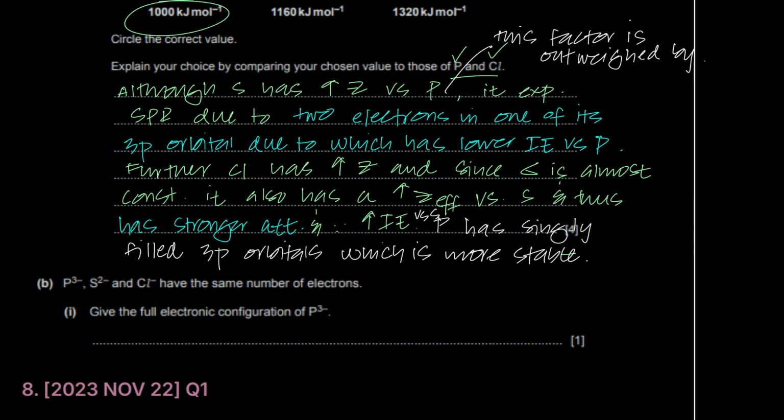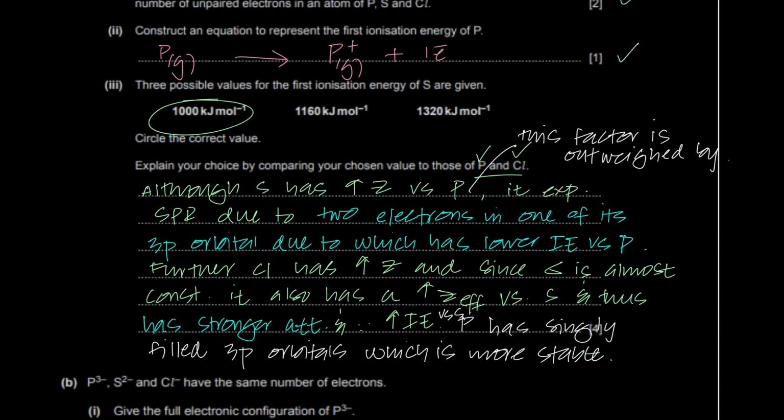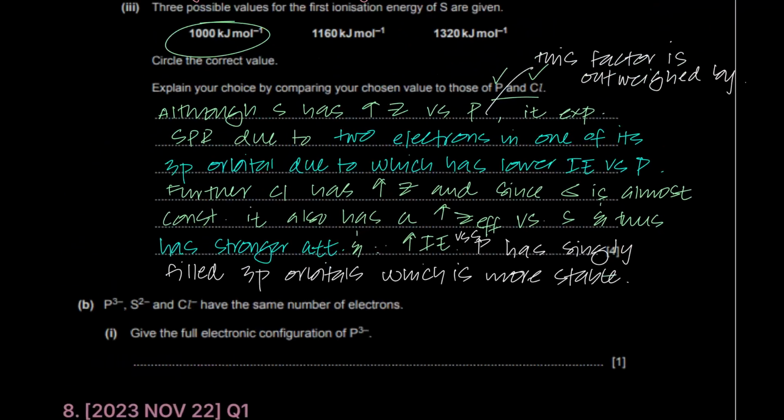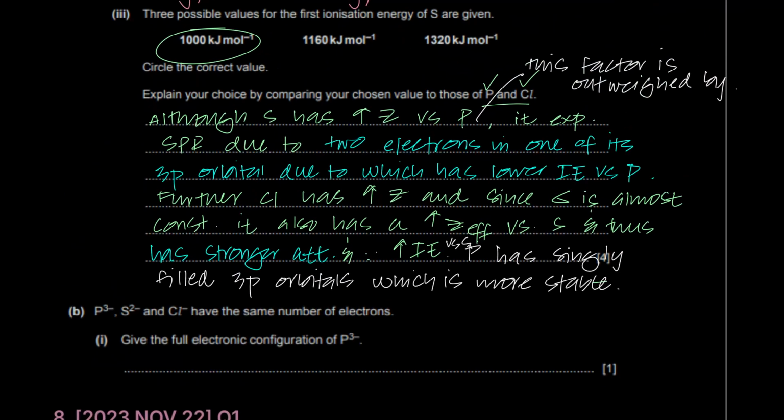So I explained everything with regard to this. And P also has singly filled orbitals, which is more stable and hence has a higher ionization energy than sulfur. So this is like a distinction answer. But it doesn't matter whether you write the answer just like I am writing it, as long as you're communicating all the concepts.